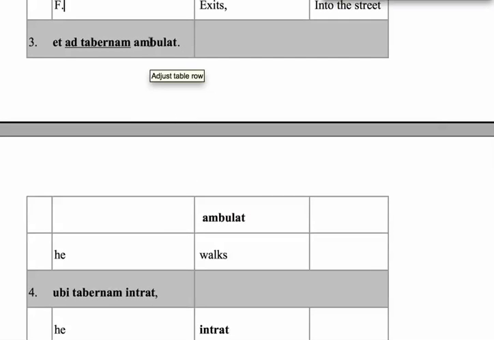Next one, ambulat, so same as before, no new subject. So he, that is Flaccus, ambulat, walks ad tabernam. So you have underlined the prepositional phrases here to make it easier for you. To the tavern, it says. Okay.